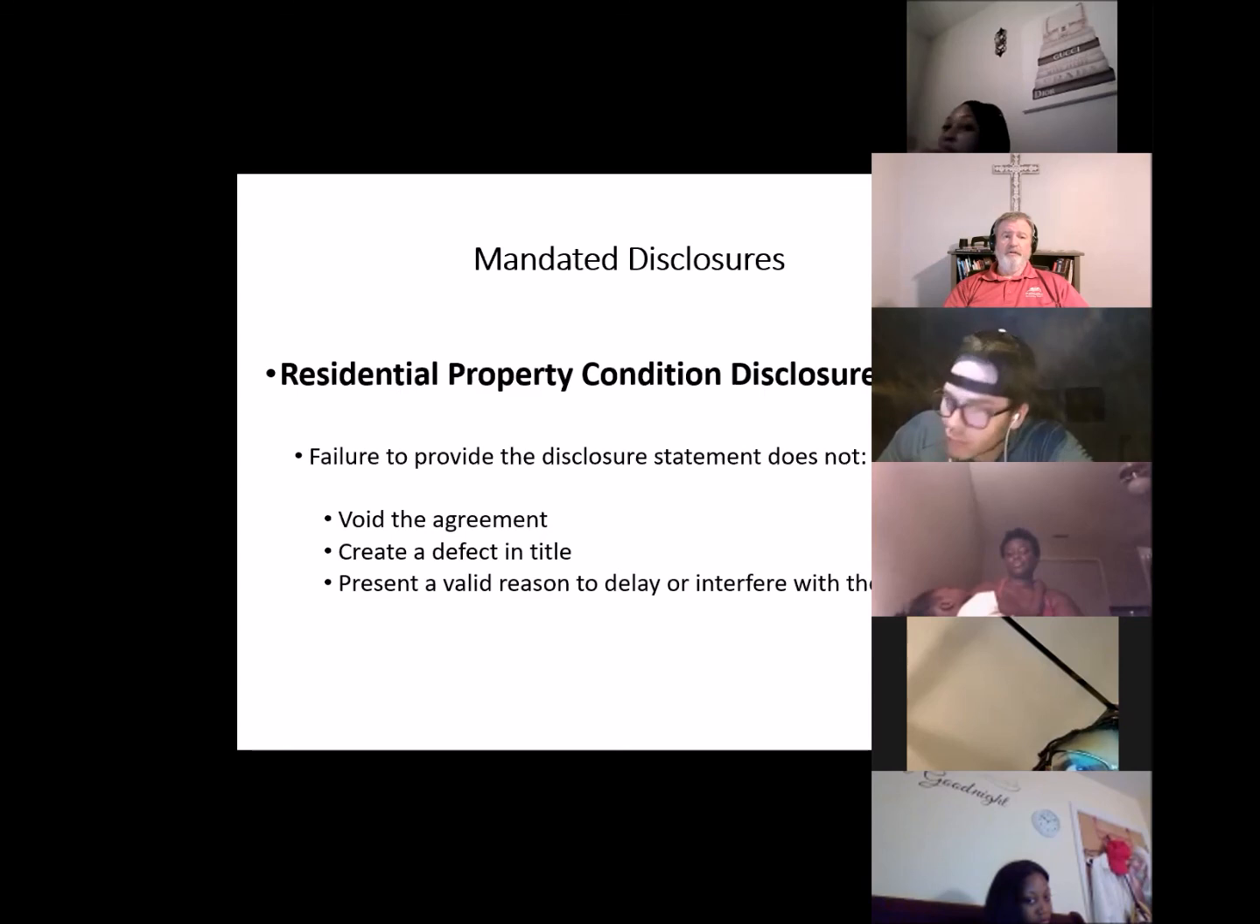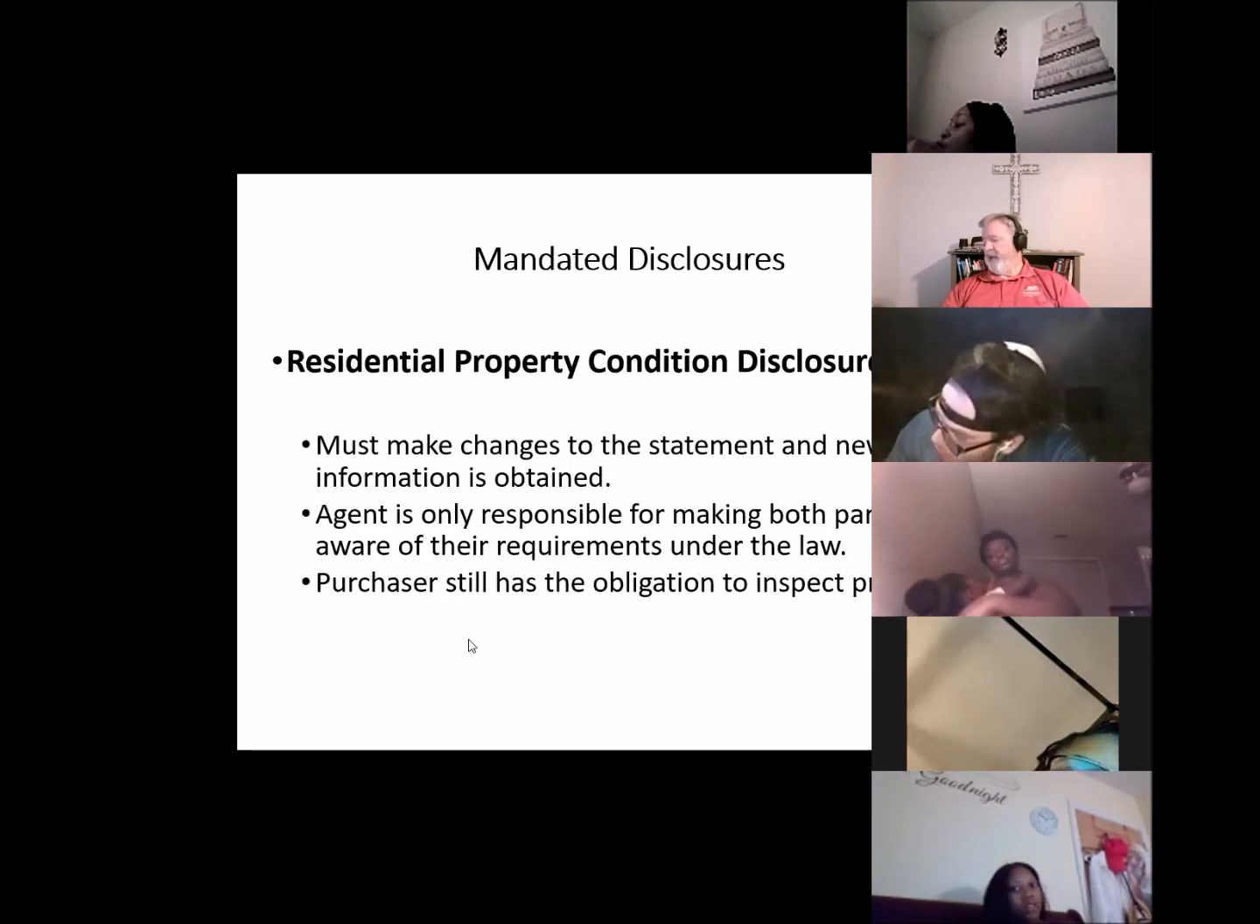So in other words, buyer, you go ahead and submit that offer and that seller accepts it, and you never got this property disclosure from them, too late. You can't get out of it. Everybody get that? All right.